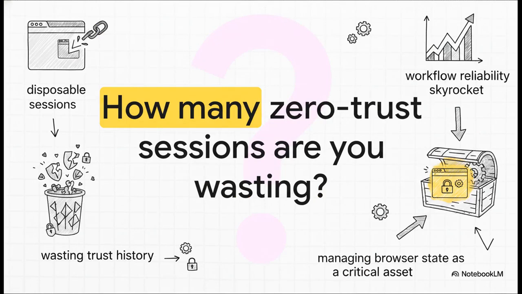So, I want to leave you with this provocative question to make you rethink your entire automation architecture. How many disposable, zero-trust sessions are you wasting right now? Don't just ask, can we save the session? Ask who owns it, when it expires, and what happens when it fails. Stop throwing away your trust history, treat your browser state as a critical asset, and watch your reliability skyrocket.